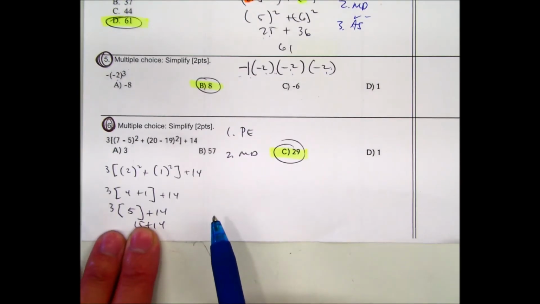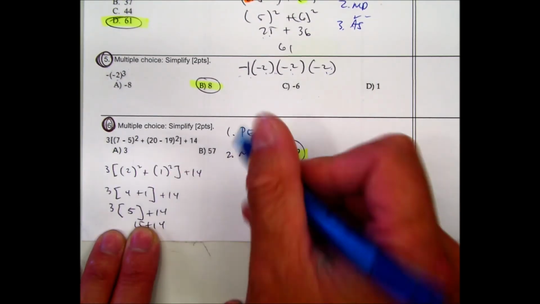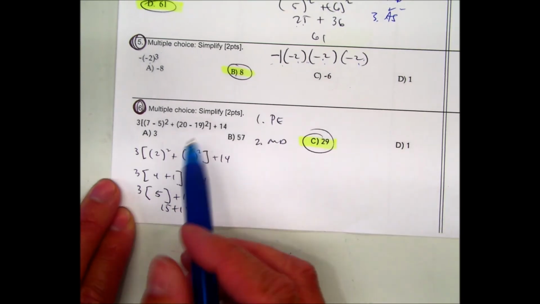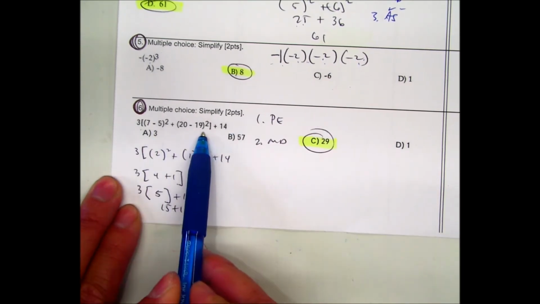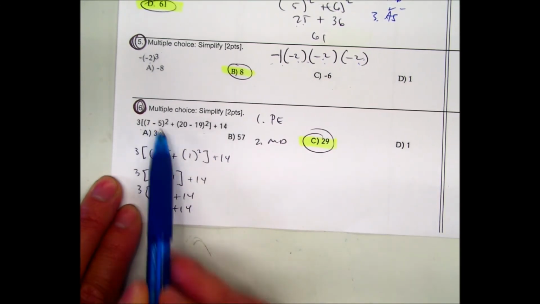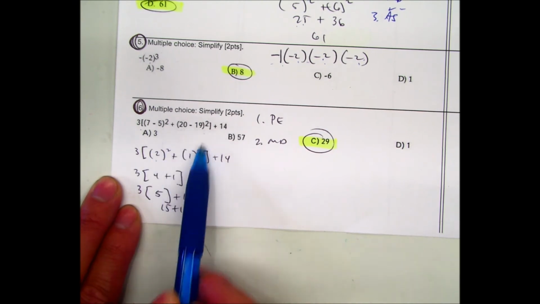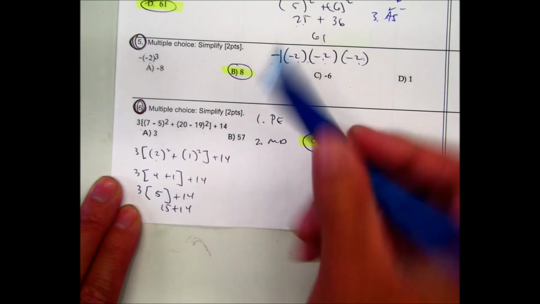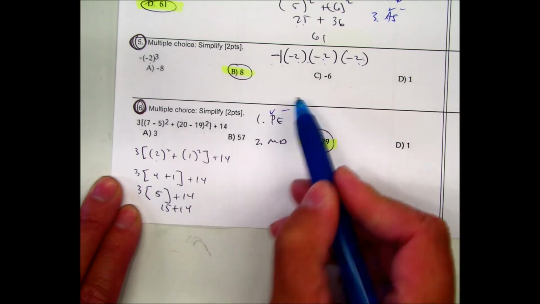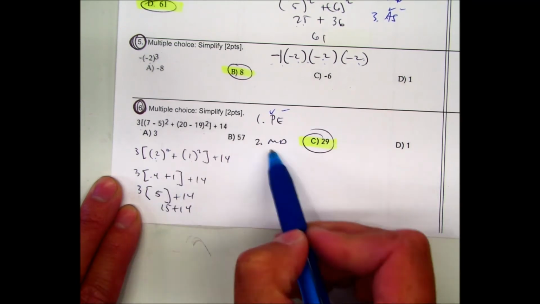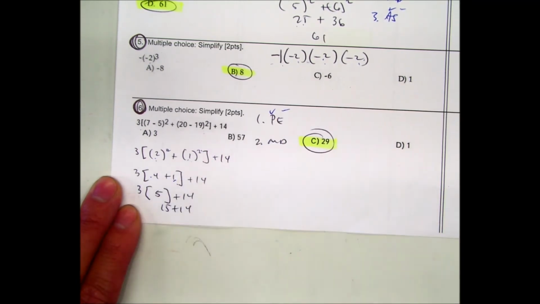Question number 6, I need to evaluate this. Again, I have the order of operations. So I'm going to look here. Inside the bracket, I'm going to go inside the parentheses. 7 minus 5 is 2. 20 minus 19 is 1. And then I'm going to do my exponents. So 2 squared is 4. And 1 squared is 1.